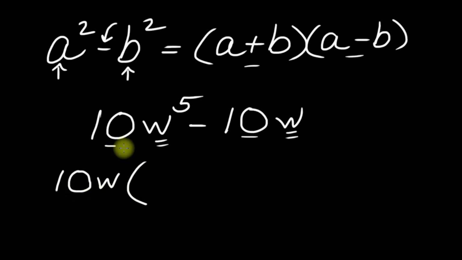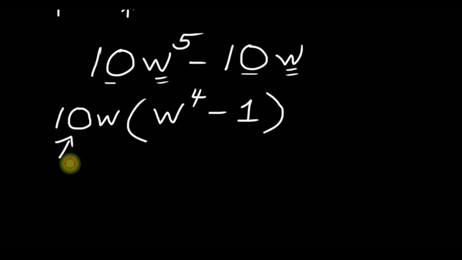Okay, so if I pull out 10W here, I'm going to have 1W to the fourth minus 1. 10W goes into 10W one time. 10W is going to be the greatest common factor.